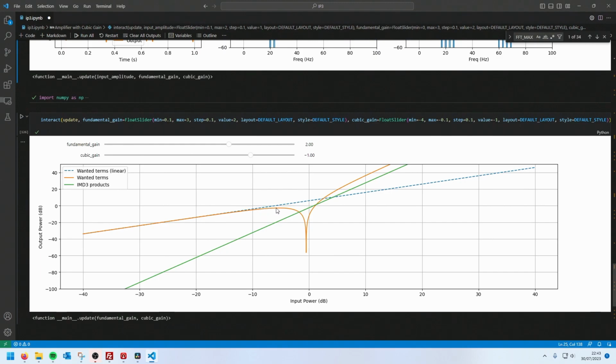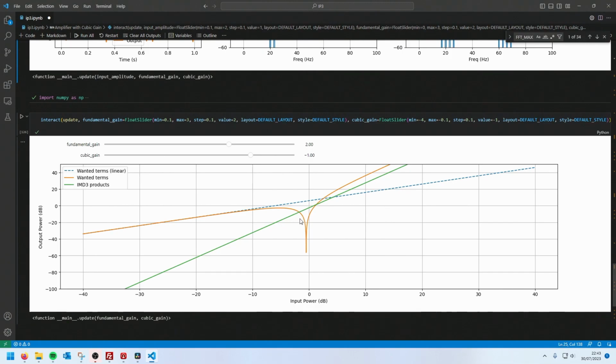By the time you've got much past P1 dB, your amplifier's gone horribly non-linear, and all these assumptions as to how it's working have completely gone out the window. So kind of ignore the orange and the green lines from this point onwards.